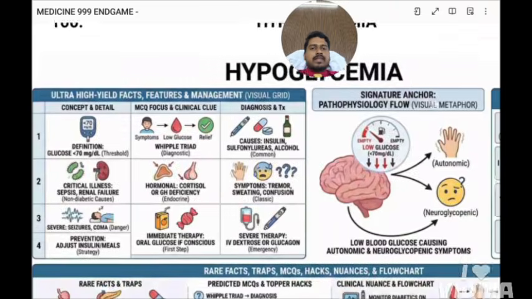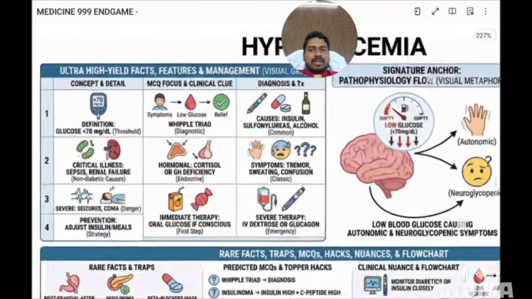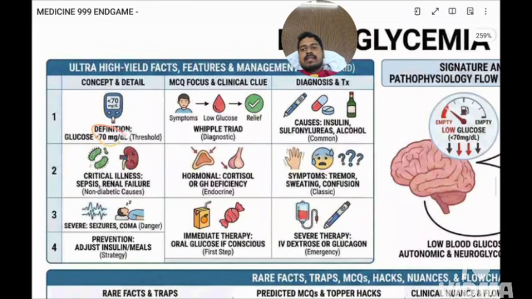Okay. So next we are going to hypoglycemia, which is topic number 100. So what is the definition of hypoglycemia in adults? It is less than 70 mg per dL. It is by definition based on lab value.